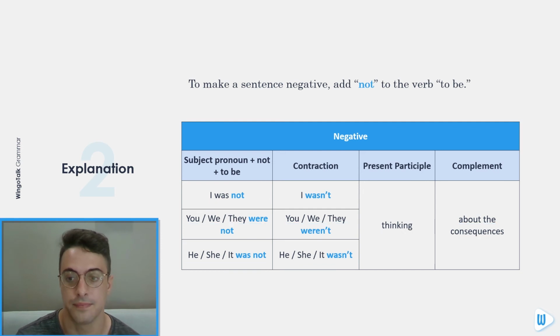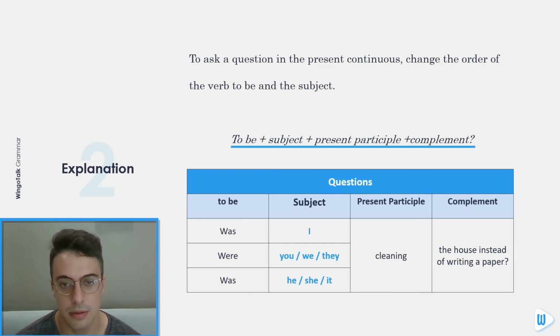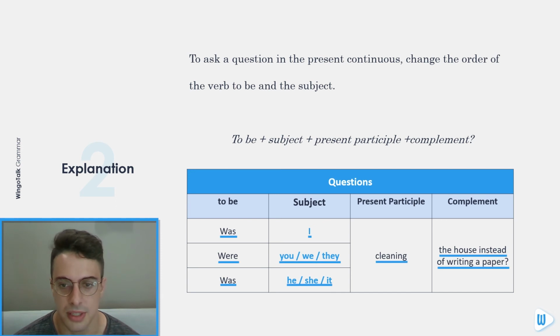To ask a question in the past continuous, change the order of the verb to be and the subject. To be plus subject plus present participle plus complement. Questions: was I cleaning the house instead of writing a paper? Were you, we, they cleaning the house instead of writing a paper? Was he, she, it cleaning the house instead of writing a paper?